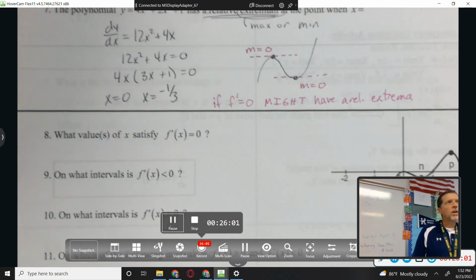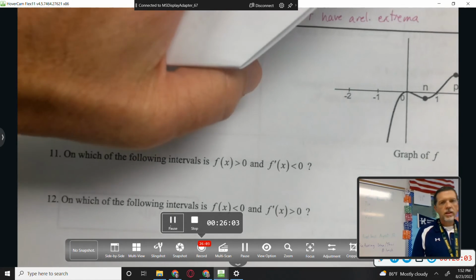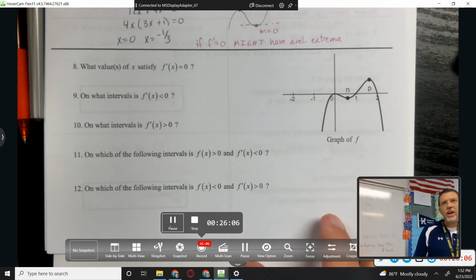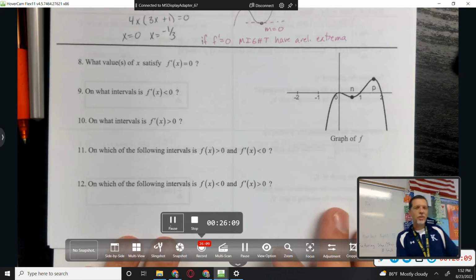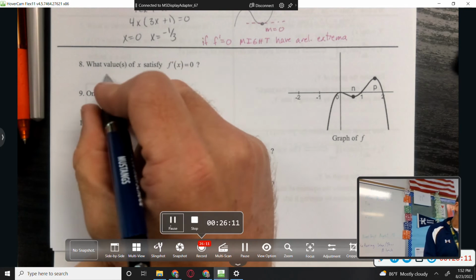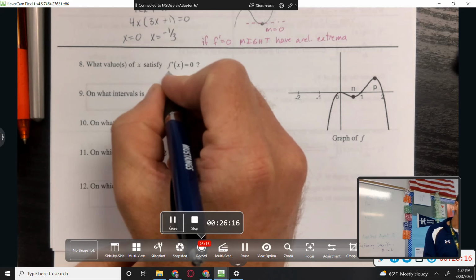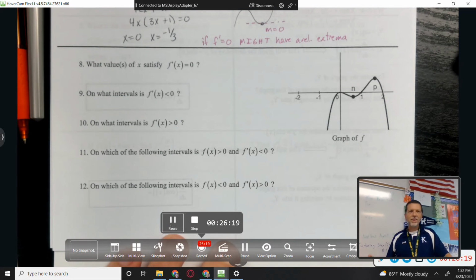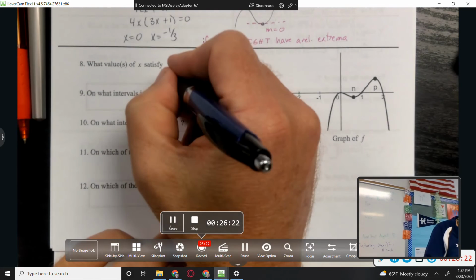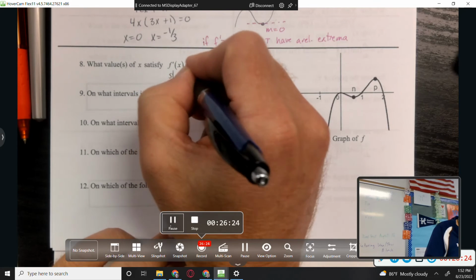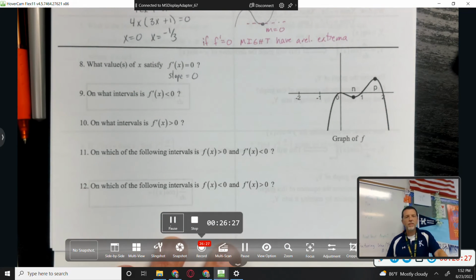All right, 8 through 12. Got a picture. So this should go quick if we understand what these things represent. What values of x satisfy f prime equals 0? Well, derivative is another name for what? Slope. Those two words should stick in your brain together. Slope and derivative. Slope at a point is the derivative. The derivative tells you the slope at a point. So when we phrase it like that, what x values have a slope of 0? 0, n, and p.